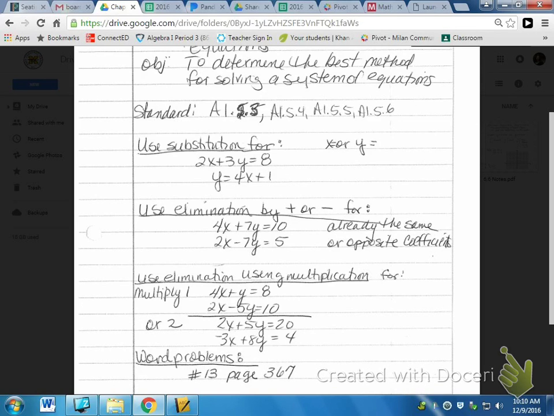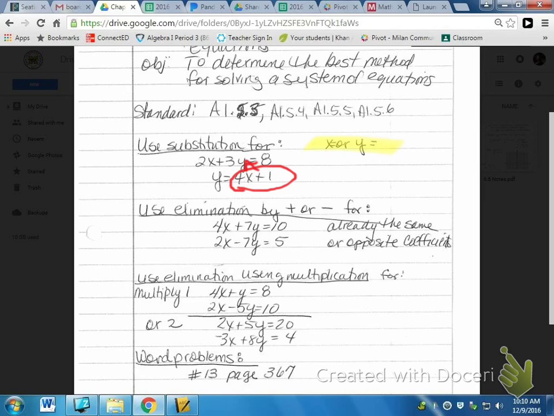But you would definitely use the substitution method when one or more of the equations is already x equal or y equal. So if you had 2x plus 3y equals 8 and y equals 4x plus 1, you would definitely use the substitution method and take 4x plus 1 and substitute in for that y right there and proceed to solve the problem for x. And then once you get x, you'd go back and substitute in for y.